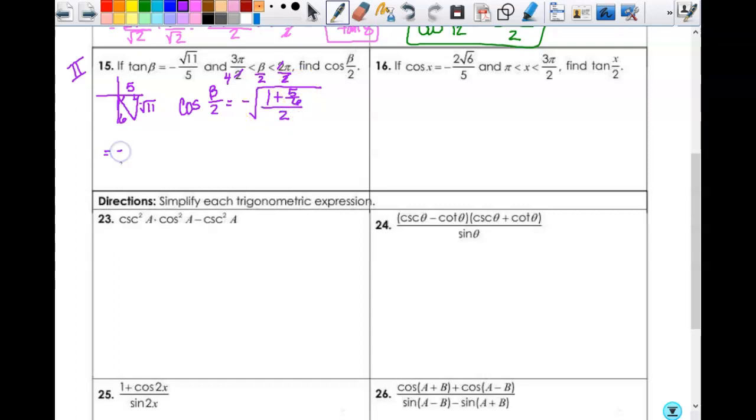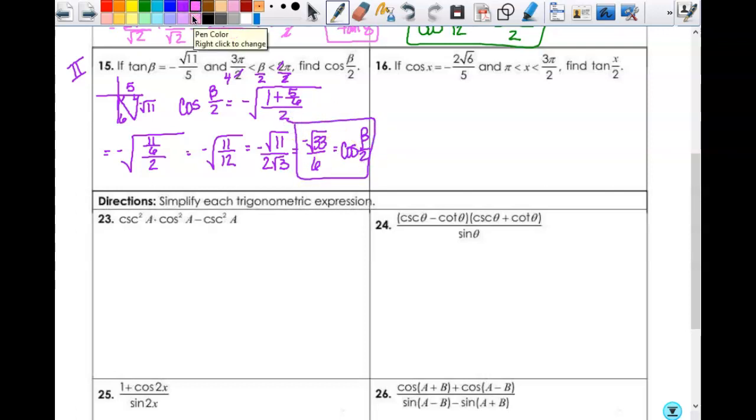So that is negative square root of 11 sixths over 2, which is negative square root of 11 over 12. When I rationalize, I'm going to get negative square root of 11 over 2 square root of 3. Still can't leave it like that. Got to rationalize again and get negative square root of 33 over 6. That is the cosine of beta over 2.